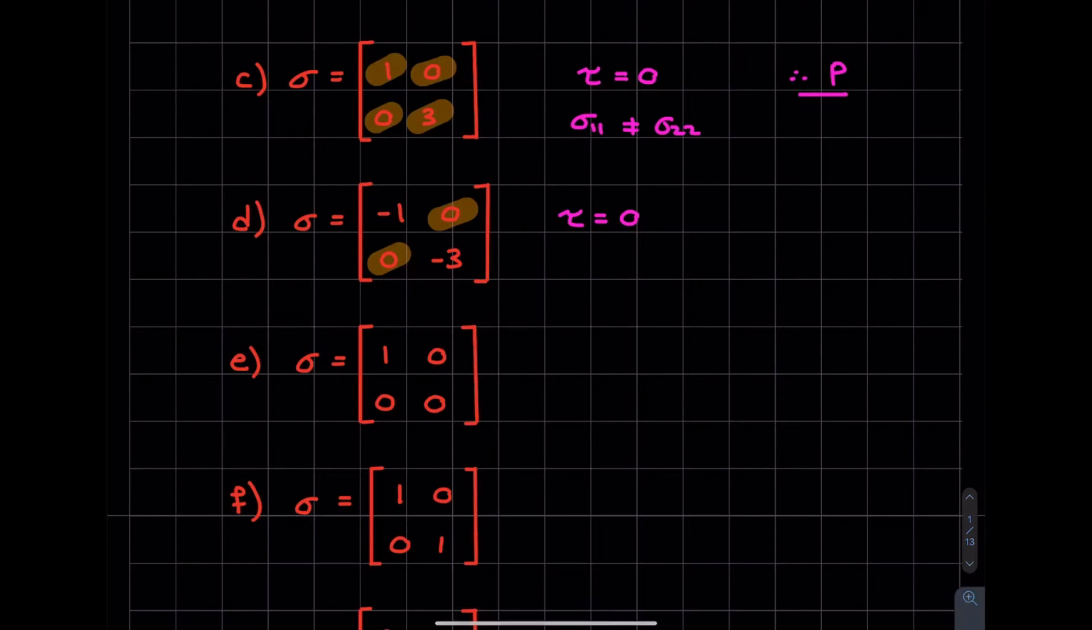So it's going to be principal or hydrostatic. So I look at sigma 1,1 and sigma 2,2. Well, I got -1 and -3. So in this case, sigma 1,1 does not equal sigma 2,2. Therefore, this is also a principal stress state. So just like that, already halfway done the question.